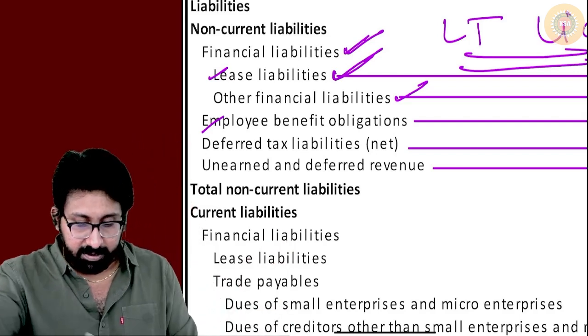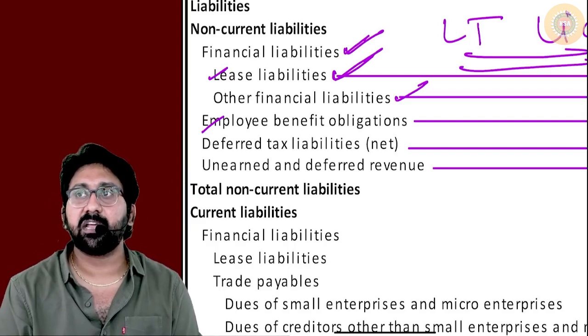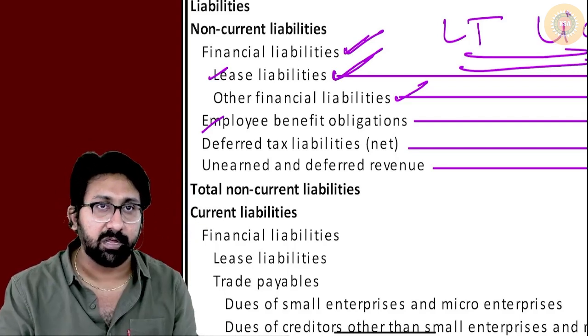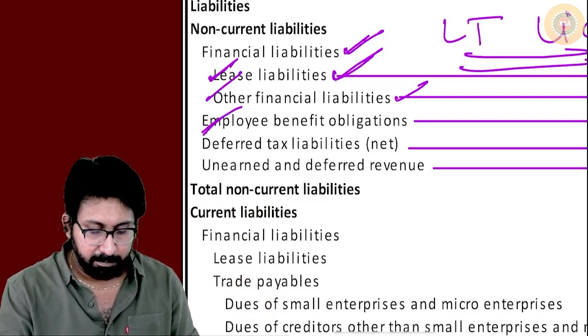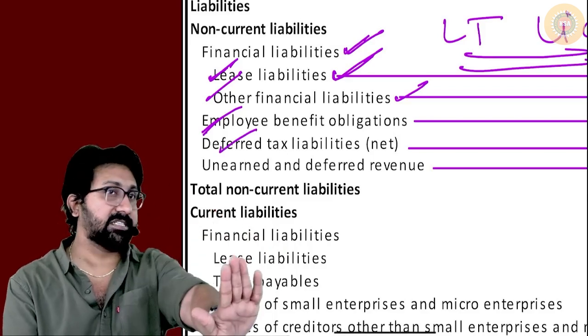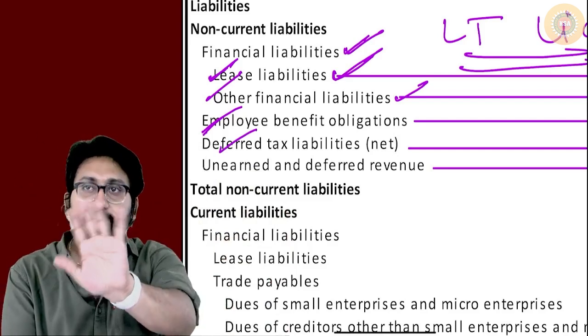Now tell me. Lease liability is a debt or not a debt? I told you the reason for a lease, why it is a debt or not. Lease is a debt. Bank loans and debentures are a debt. Employee benefits is not a debt. Deferred tax liability, I am not going to discuss this now, but it is not a debt. It is reversed in future. Therefore, it's not a debt.